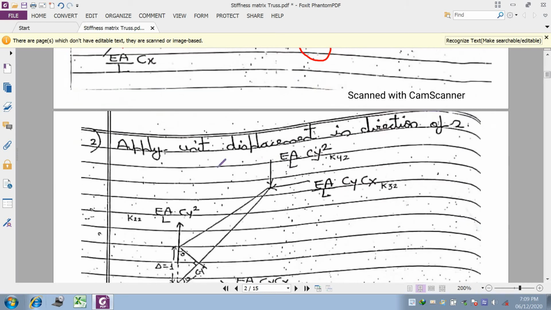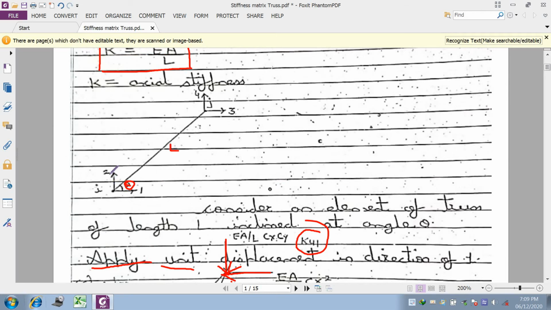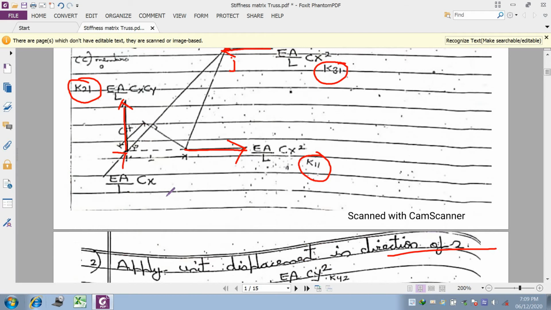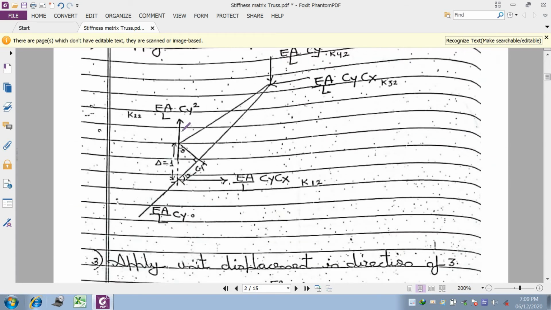Now similarly, the next step is to apply the unit displacement in the direction of 2. Now what we are interested in next is applying the unit displacement in this second direction. So what happened in the second case? When we apply this, EA by L CY square will be formed, and the corresponding K matrix name will be K22.